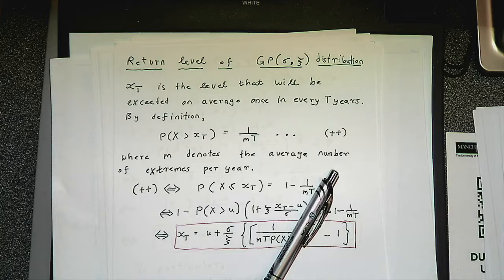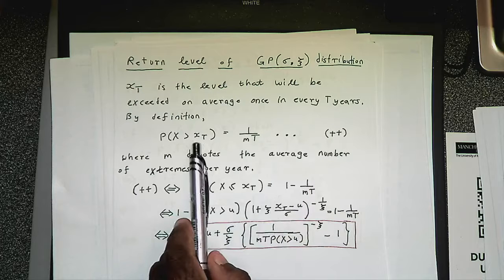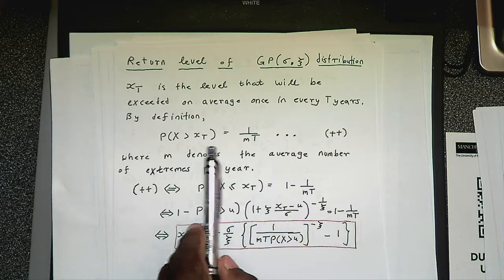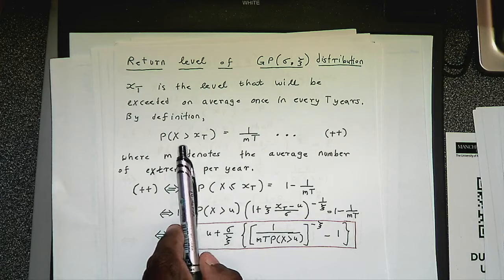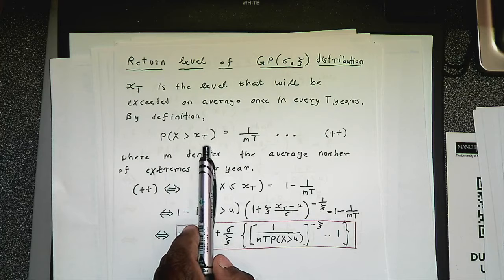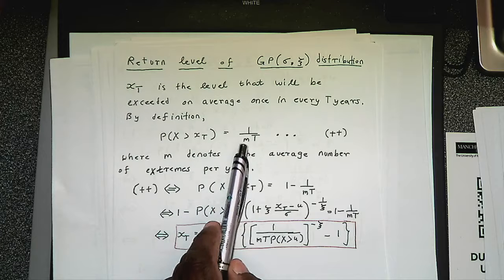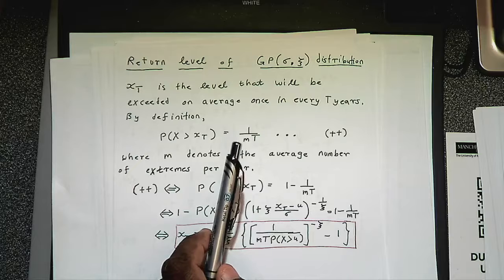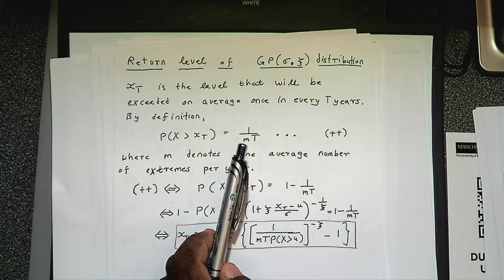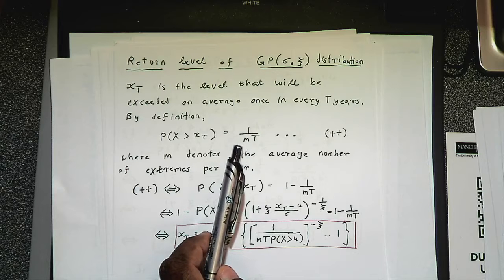You follow what I'm saying? M is the average number of extremes per year. So over capital T years, the number of extremes will be m times T. In order to solve for the return level, you need to solve this equation, that the probability of exceeding the T-year return level is 1 over mT. mT is the number of extremes over the T-year period.